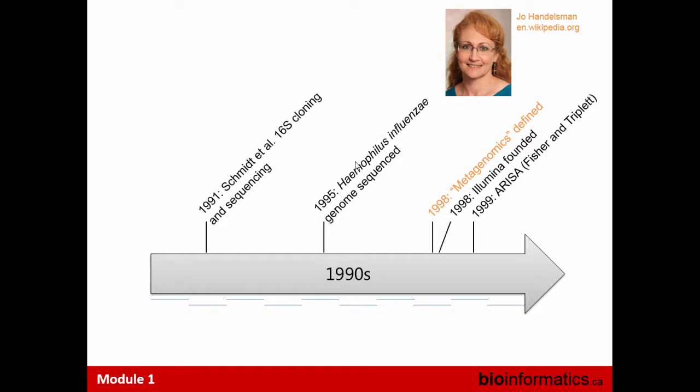1990s, okay? So 1991 is typically seen as the Pace study, okay? Giovannoni, Schmidt, cellular genome, 1995, Handelsman, 1998, definition of metagenomics, a little bit of family. 1999, who knows what ARISA is? Okay, what's ARISA?